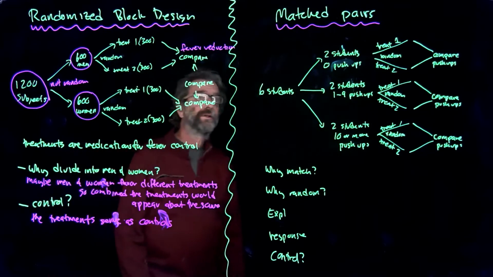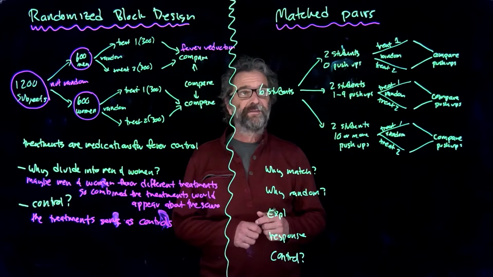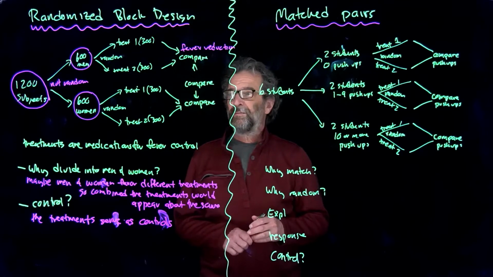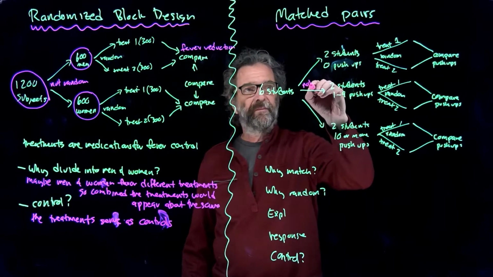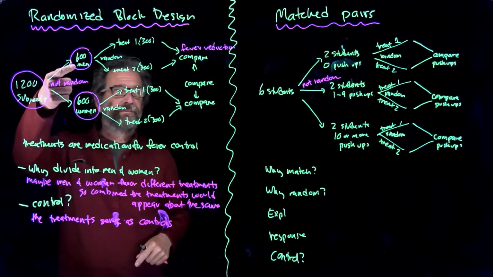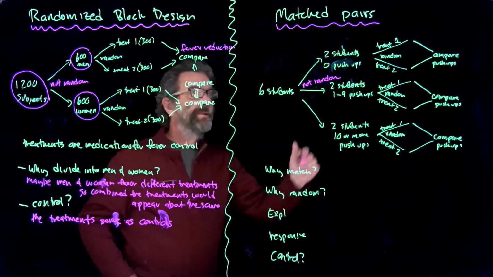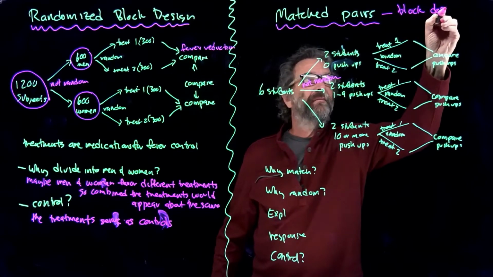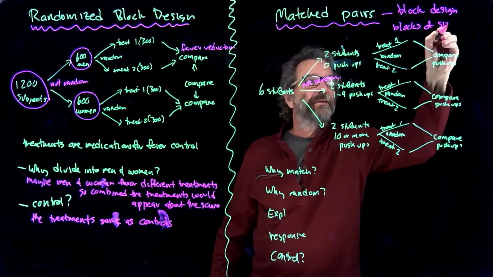So over here is matched pairs. Matched pairs involves matching subjects up according to some other explanatory variable. So here we have not random here. So it's like a block design, except the blocks are size 2. That's why it's pairs. A block design, blocks of size 2.